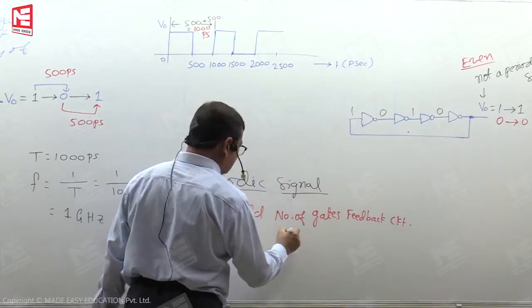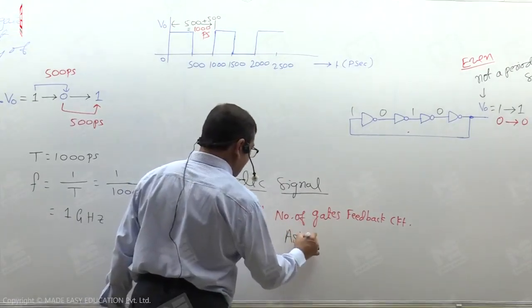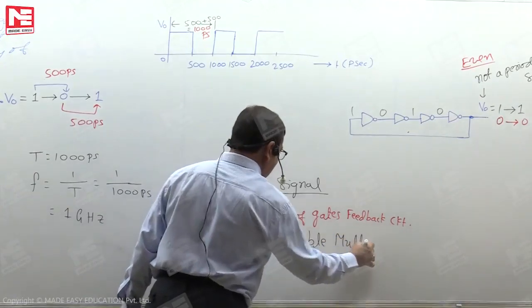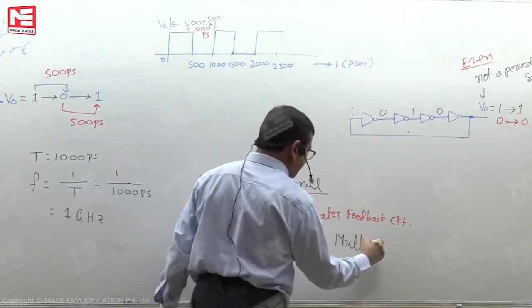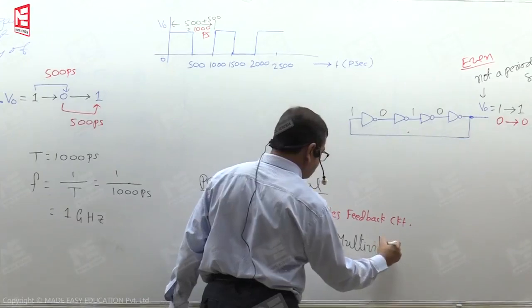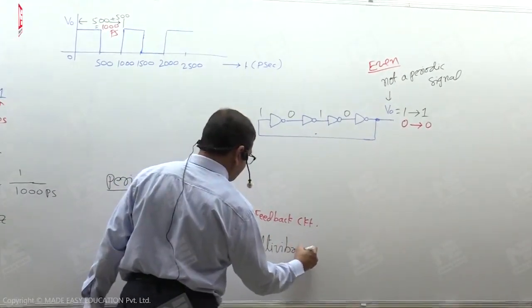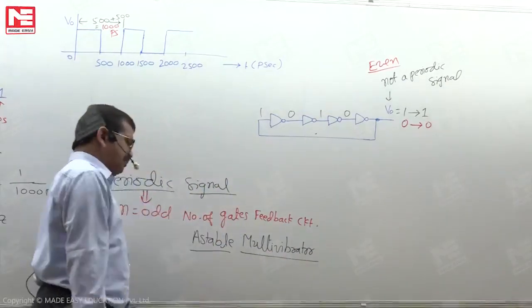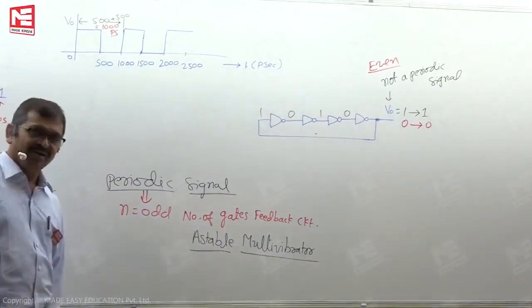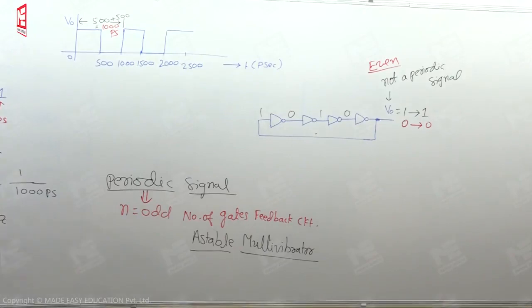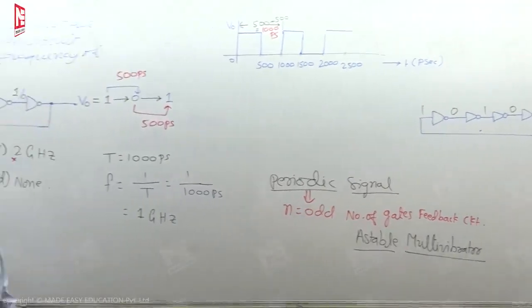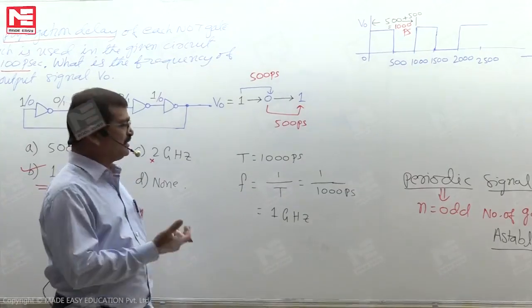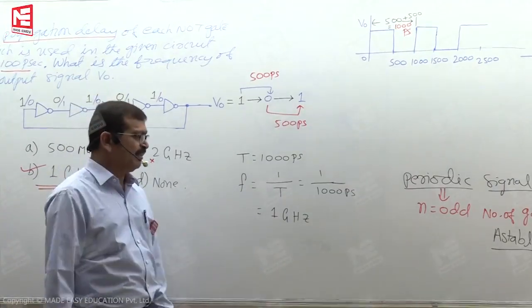It can be named as an astable multivibrator. Astable, you have to take the normal English dictionary meaning, not stable. The output that we are looking at here is not stable. It goes on changing continuously, 1 to 0, 0 to 1 and so on. So based on this we are naming it an astable multivibrator.